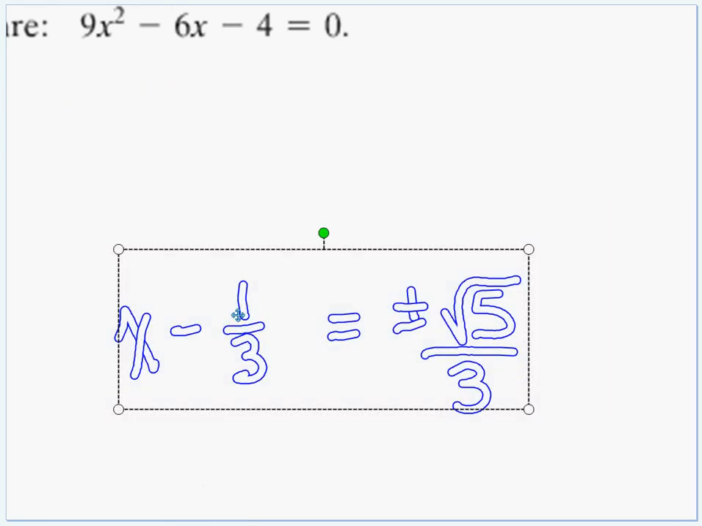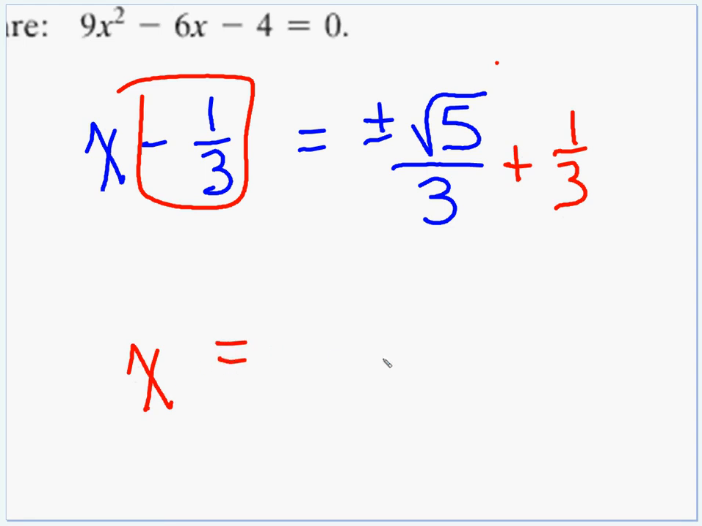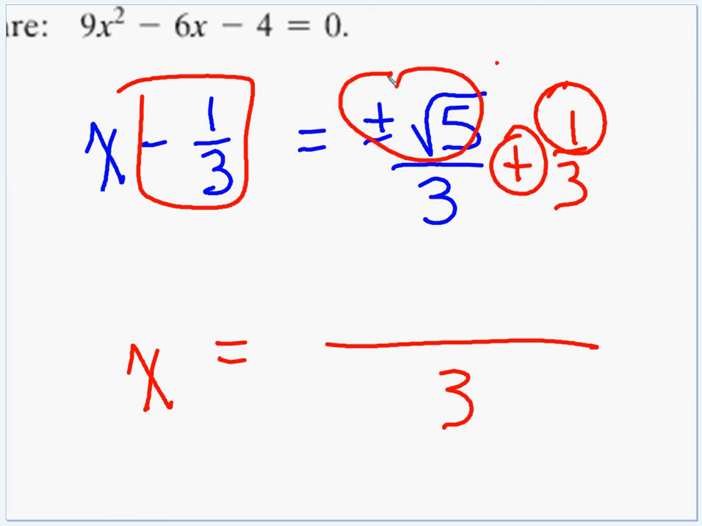Now see, these have a common denominator. We're going to add 1/3 to both sides. So over here, we're going to have a plus 1/3. And since we have a common denominator of 3 already, let's just make it one big 3 down there. And then up top, let's have our 1 plus or minus root of 5. 1 plus or minus the radical. And that looks a lot like an answer that we'd get from the quadratic formula.